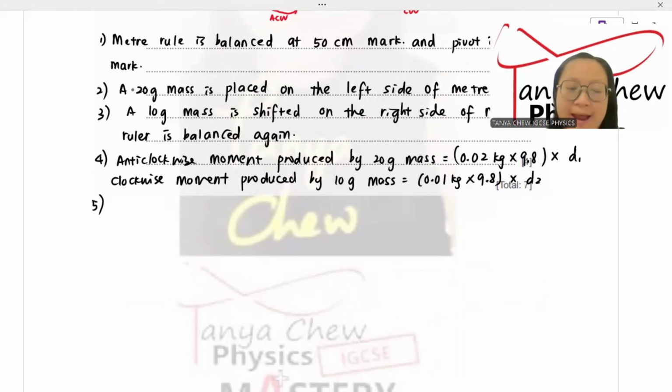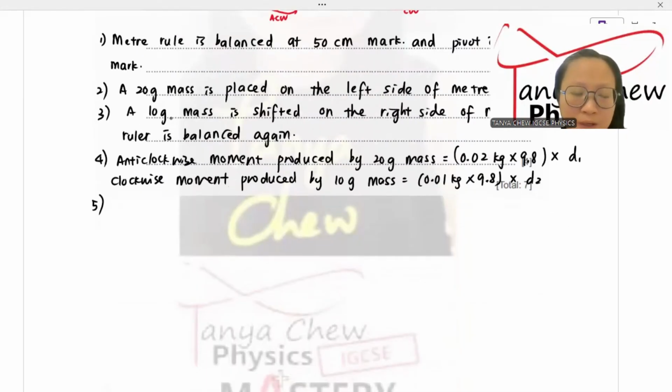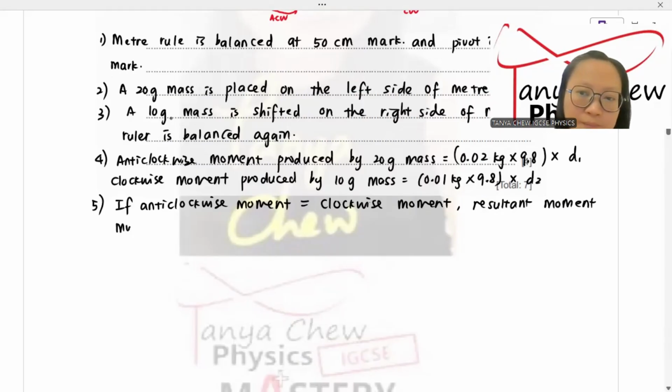So add one more as predicted conclusion. Okay, so if anti-clockwise moment is equal to clockwise moment, resultant moment must be zero. And the object is in equilibrium.